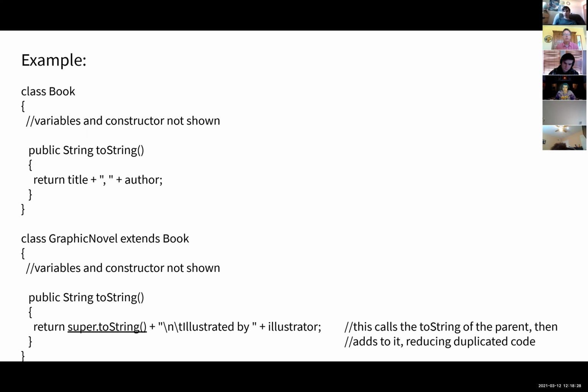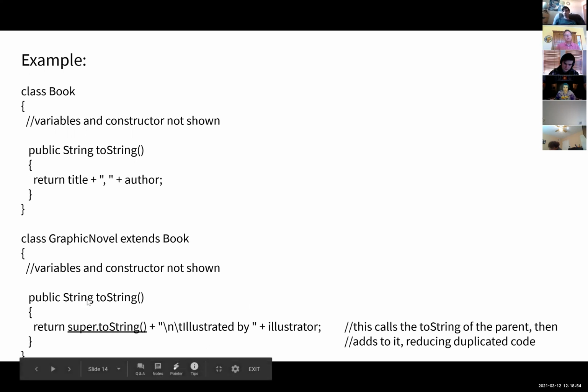So we've learned two ways you can use this super call today. One is to invoke the parent constructor, and the other, along with a method, will invoke the parent's method that was overridden in the child. If the method wasn't overridden in the child, you don't need to put the word super in front of it. But in this case, toString is overridden.